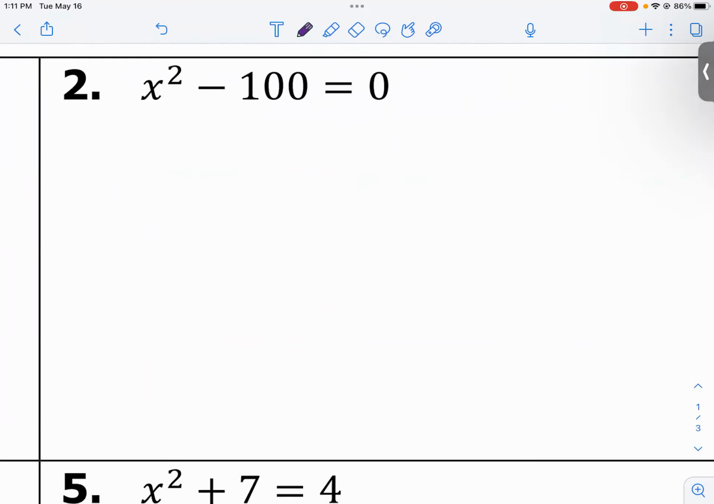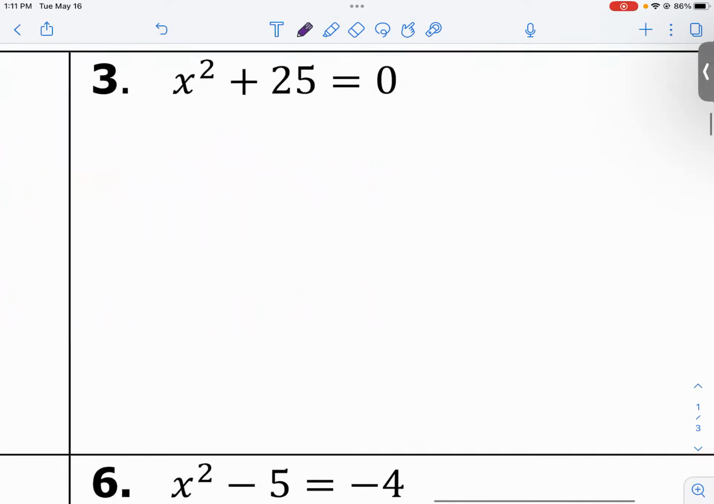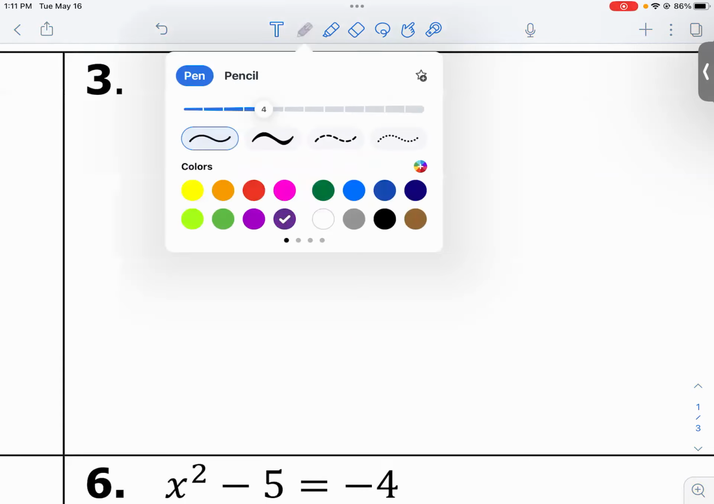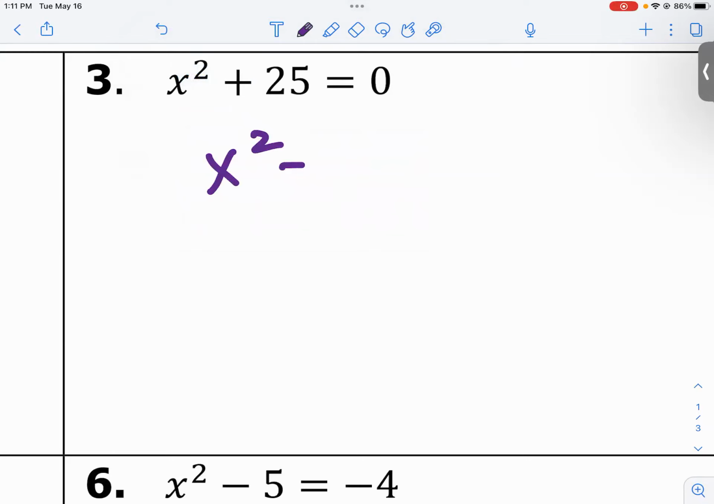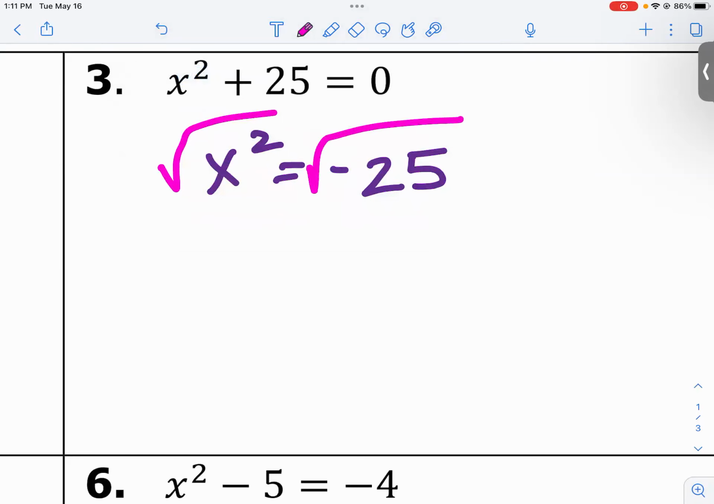So let's look at number 2. If we isolate x squared, we have x squared equals 100. So that when we square root both sides, x equals plus or minus 10. What about number 3? Obviously, it's plus or minus 5, right?